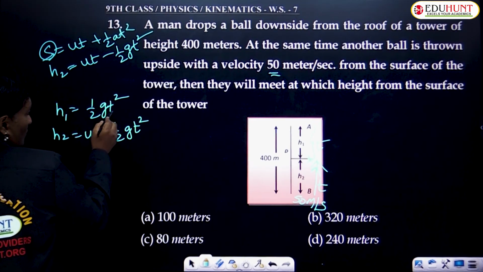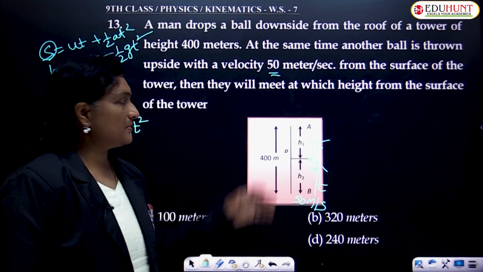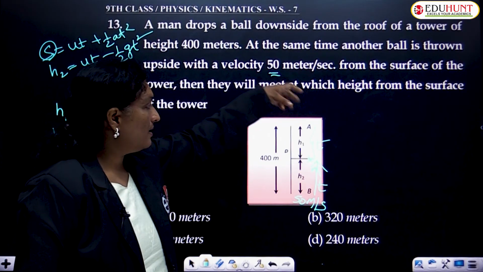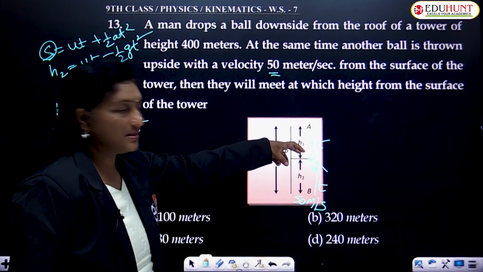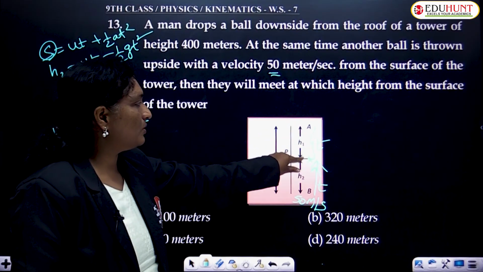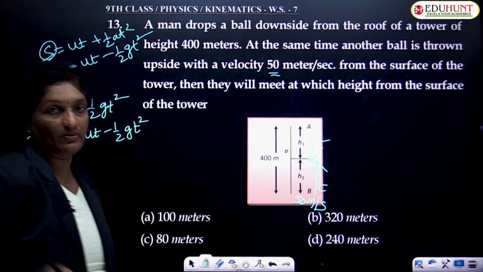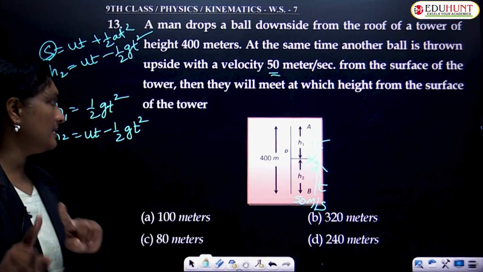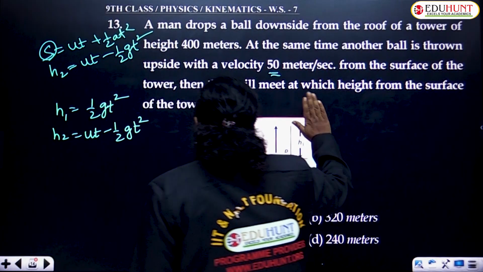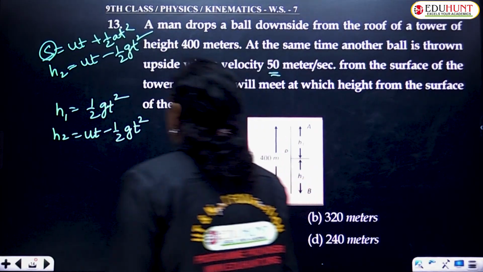Children, here also I took t, here also I took t, because they travel for the same time, simultaneously. As this is traveling, at the same time this is also traveling, and they both are meeting at this particular point. So the time interval for the two stones to travel is t only. Until this, is it clear, children? Okay, so I have given you two equations, and now let us try to solve.